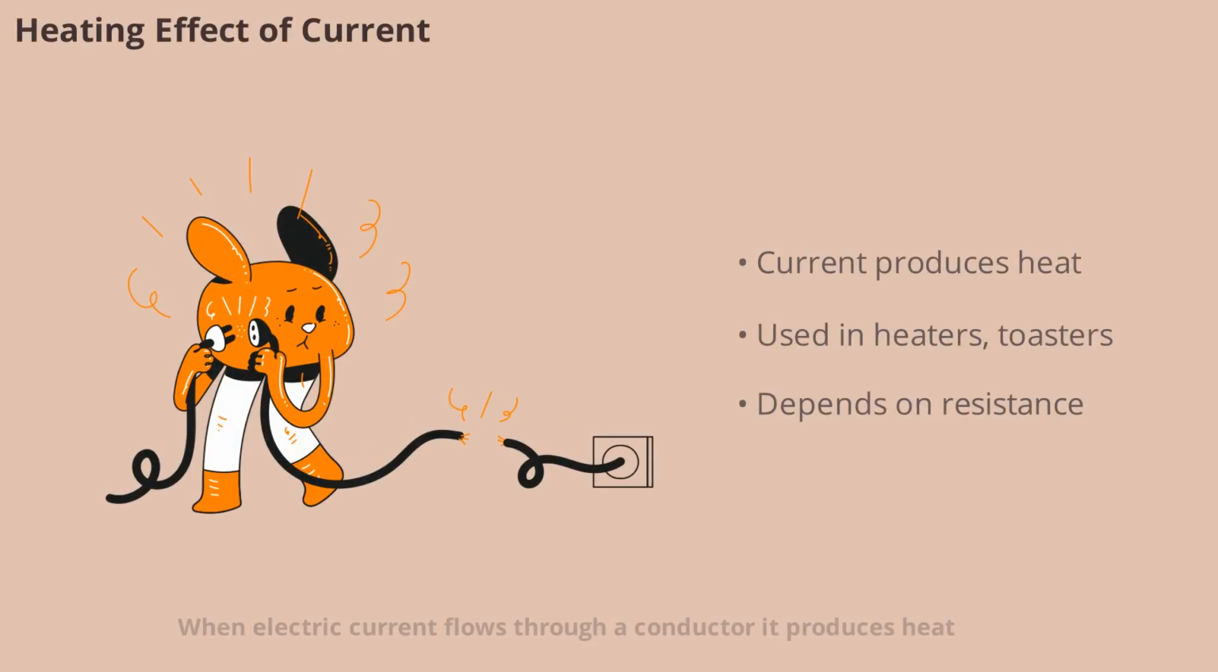When an electric current flows through a conductor, it produces heat. This is known as the heating effect of electric current. For example, electric heaters and toasters use this principle to generate warmth. The amount of heat produced depends on the current, resistance, and time. This effect is useful in many appliances, but can also be a safety concern if wires overheat.